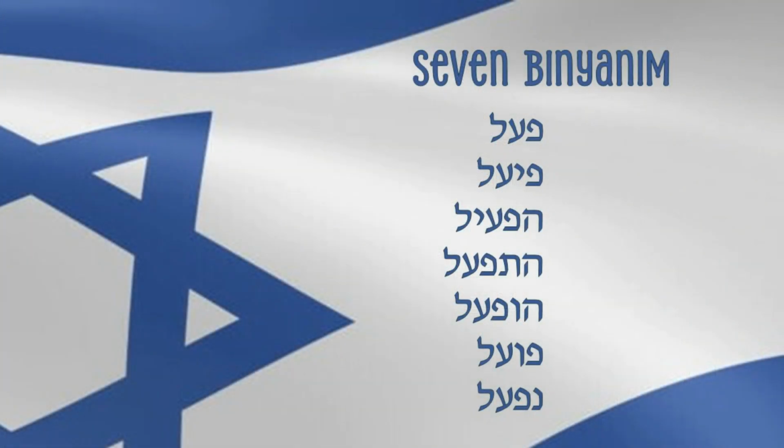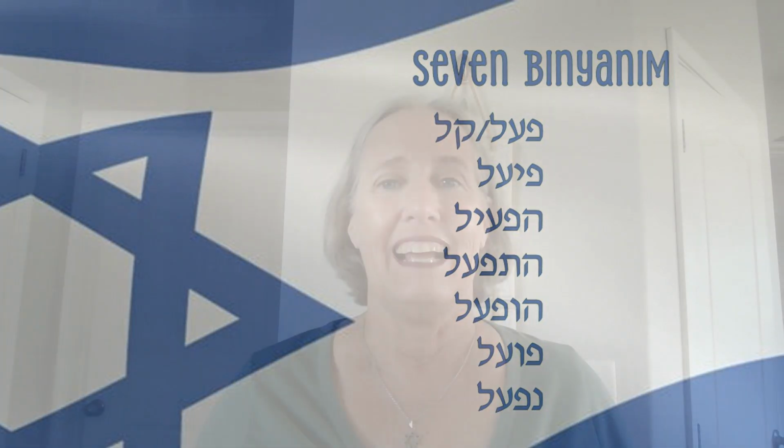And I want to mention that some people refer to the binyan pa'al as kal. And that's because kal means simple, and pa'al is the simplest of the binyanim. There's no extra letters in any tenses.